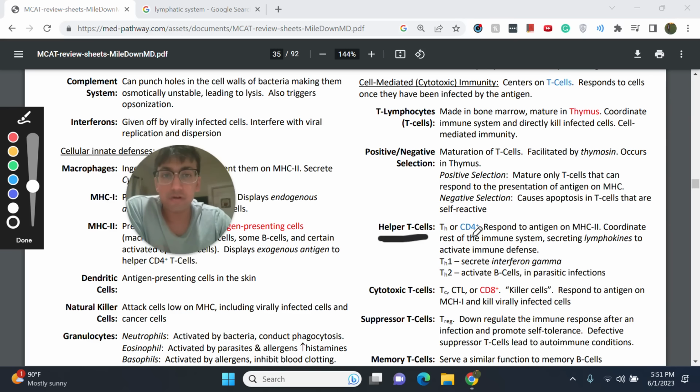Next, we have helper T cells. These are CD4 T cells or Th. These are very important. They coordinate the rest of the immune system besides the cytotoxic immunity. And there can be Th1 or Th2. Th1 is responsible for creating interferon gamma, so IFN gamma, and Th2 activate B cells in parasitic infections.